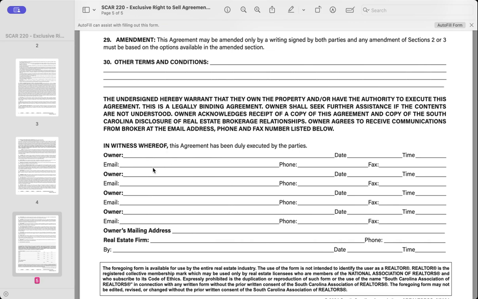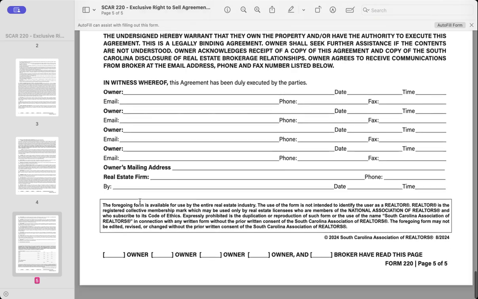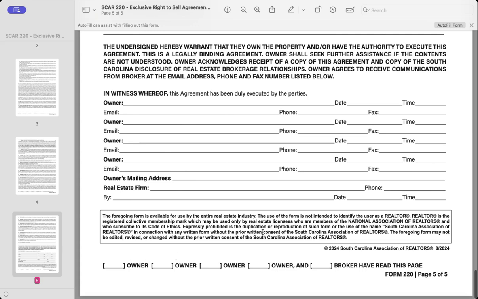There's a place for the owners to sign with email, phone number, date and time, so contact information as well as the owner, the mailing address, the actual real estate firm's name, and who's signing on behalf of the real estate firm, so it'd be the real estate agent. And then the owner and the broker also have the ability to sign there.